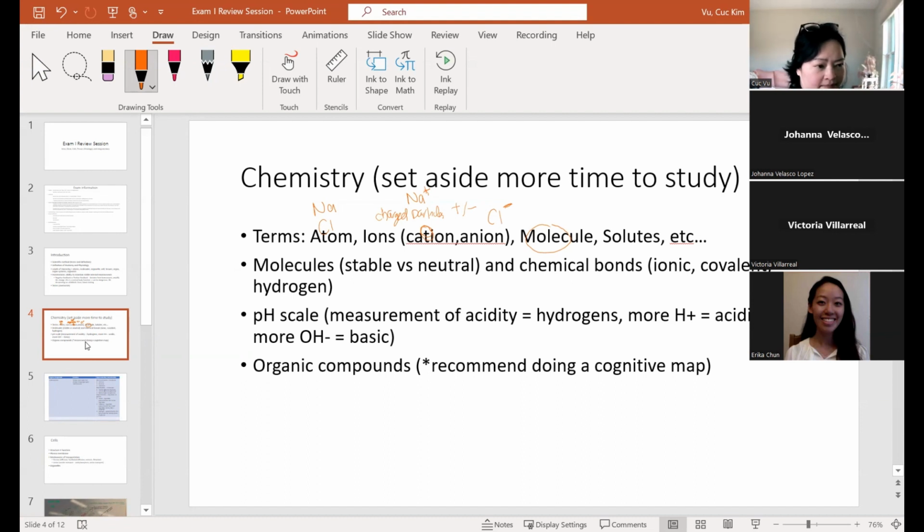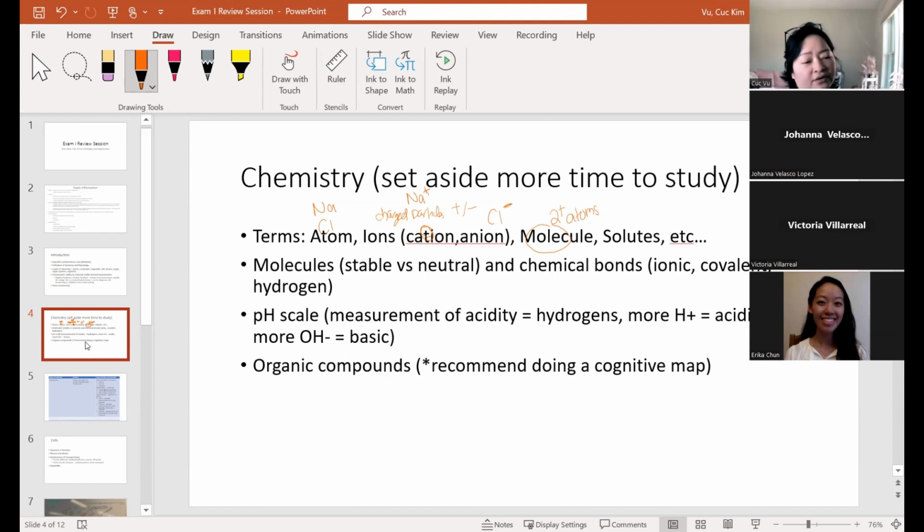Carry out the functions of life. You might be thinking about cells. Molecules are two or more atoms bonded together. Yes, two or more atoms.